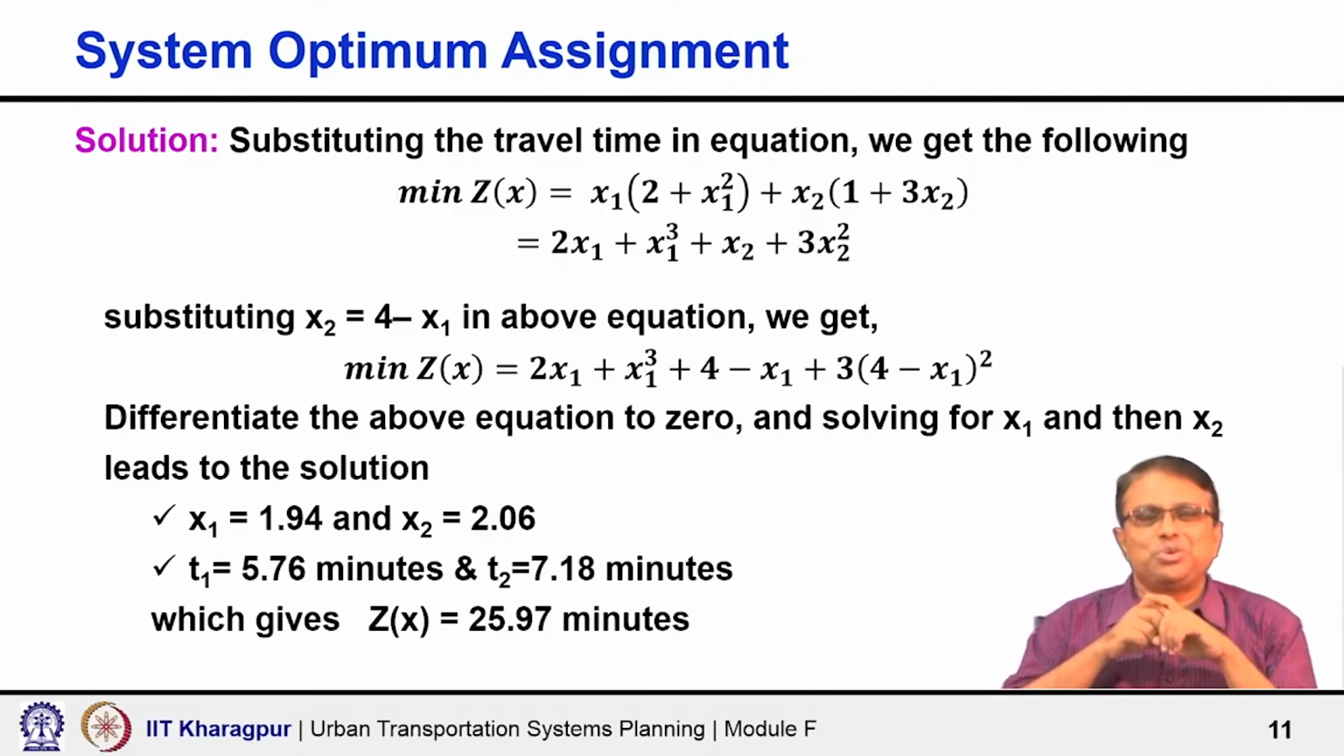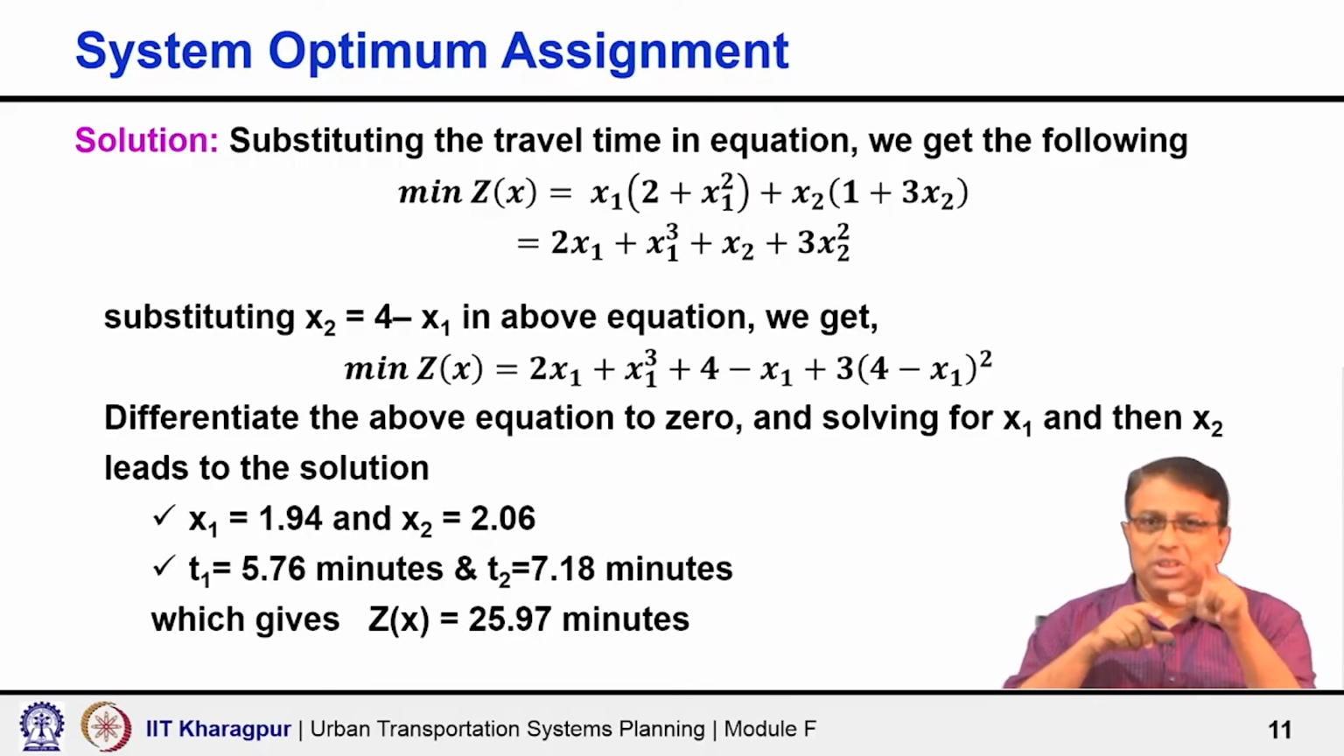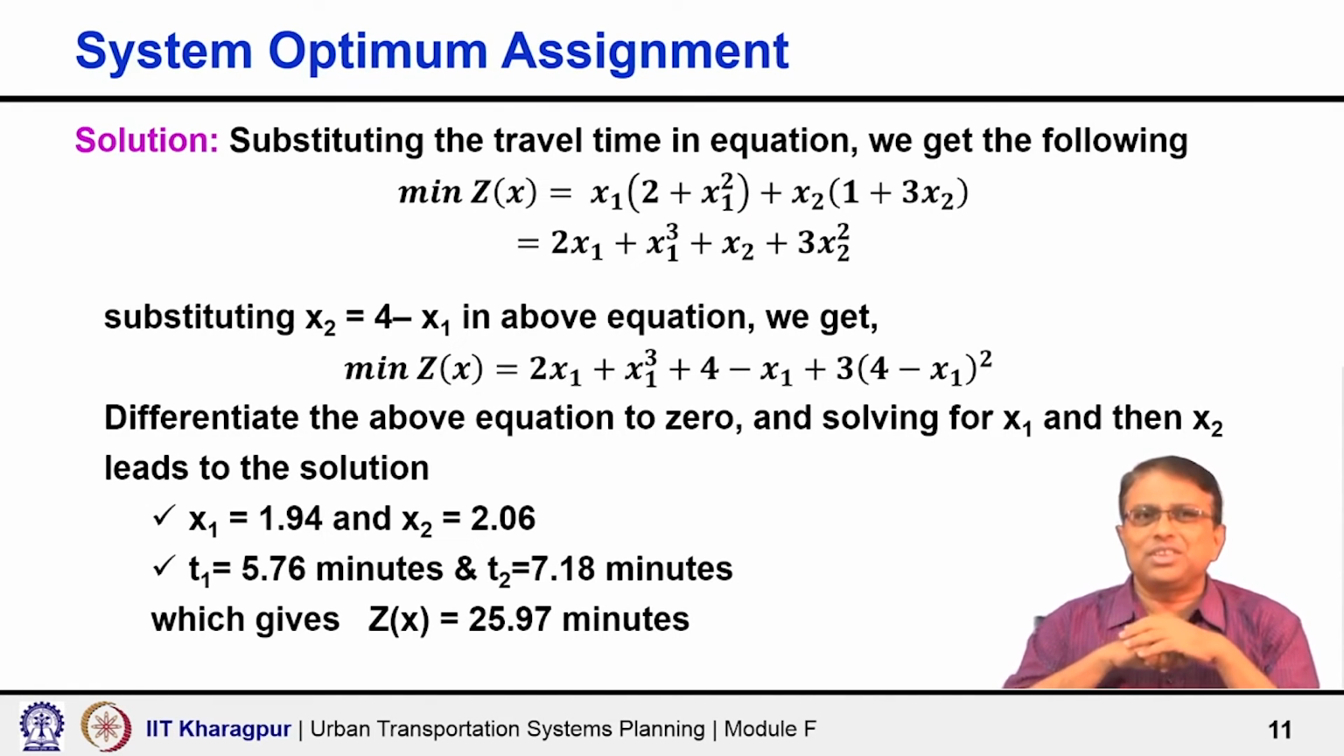So, it clearly shows that user equilibrium in this case is not the system equilibrium, because my aggregate travel time can be further reduced, and this is the minimum value I can reach with this x1 as 1.94 and x2 as 2.06, and the corresponding T1 as 5.76 and T2 as 7.18. Okay. So, these two solutions are different.